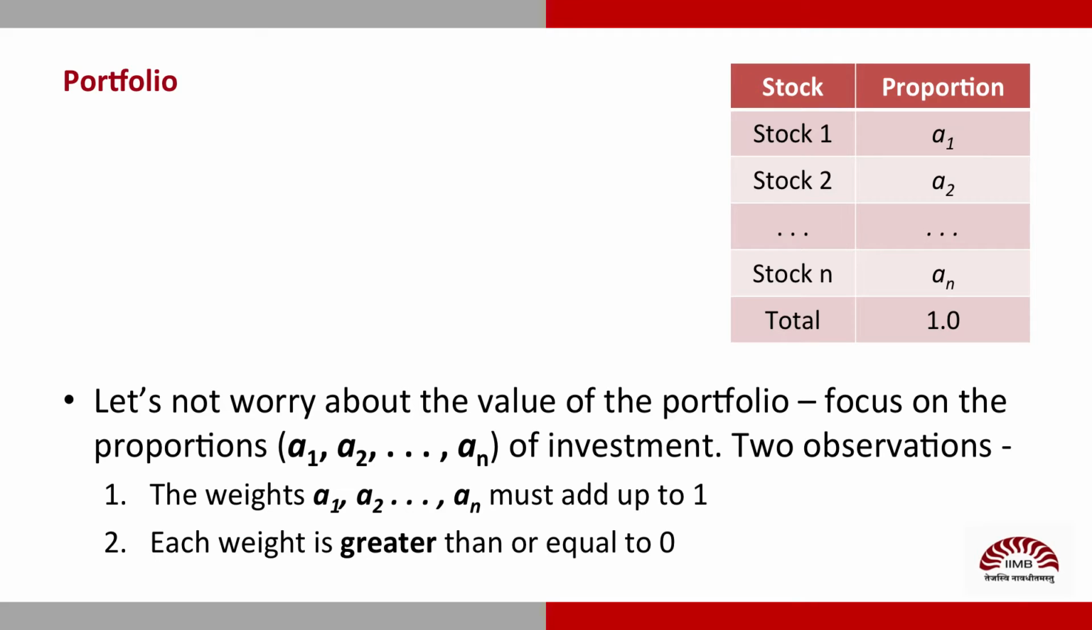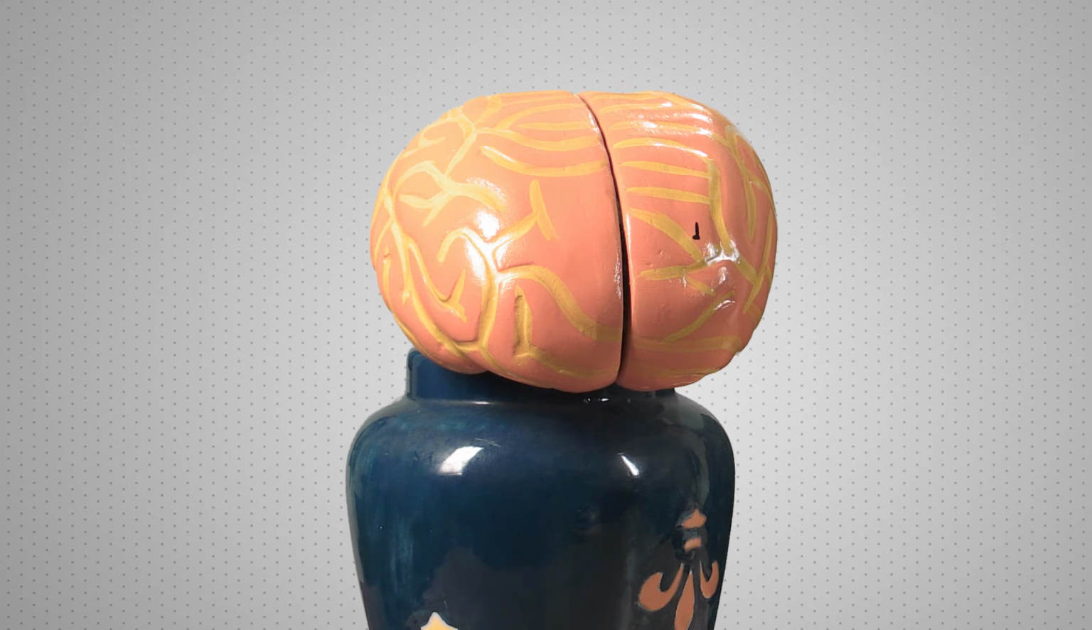Suppose A1 through An are the proportions in which we have invested in stock 1 through stock N. There are two things we observe. Two observations. The weights A1, A2 through An must add up to 1. Each weight is greater than or equal to 0. So if a weight is 0, then that stock does not feature in our portfolio?